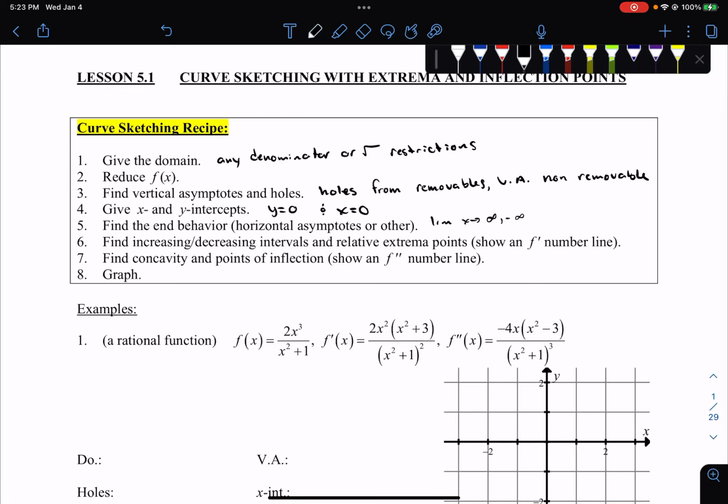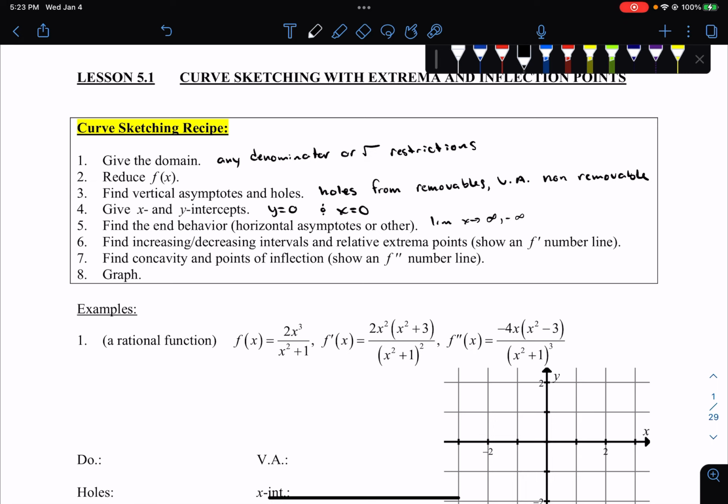All right, guys, so we're finally starting chapter 5, Better Late Than Never. And lesson 5.1 is all about curve sketching. So it's going to give you a function, and it wants you to use calculus to help sketch that function and what it looks like.